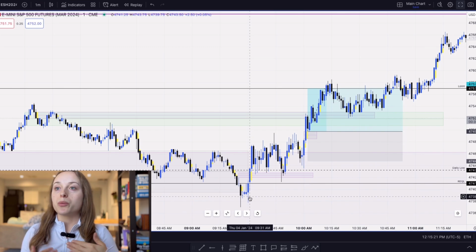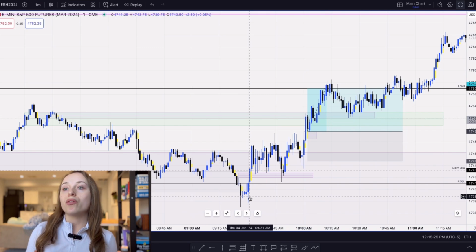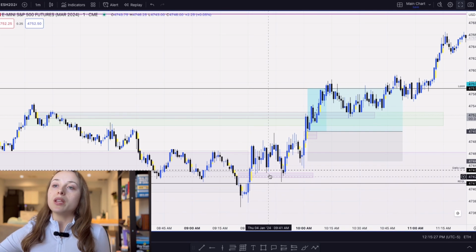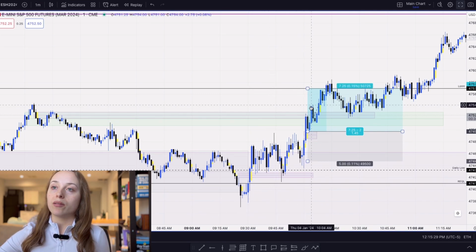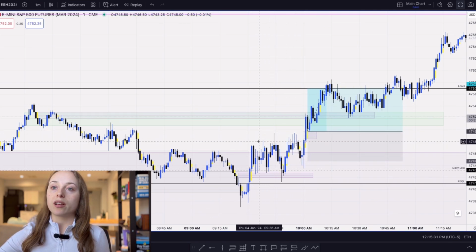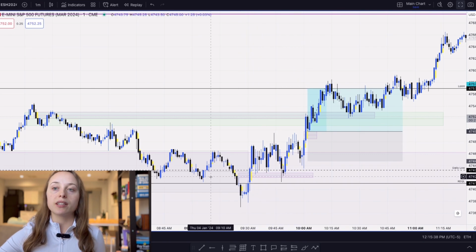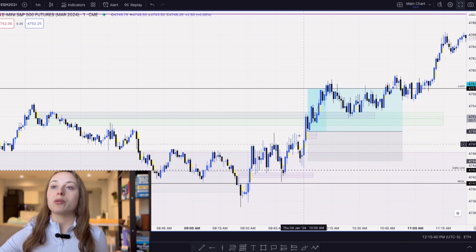So I was waiting for displacement to occur. We already had the break of market structure on the 5 minutes. We then see this run right here. We have multiple breaks of market structure. We couldn't get down. We have this confluence with this 1-minute fair value gap and the 5-minute fair value gap. And then of course another break in market structure.